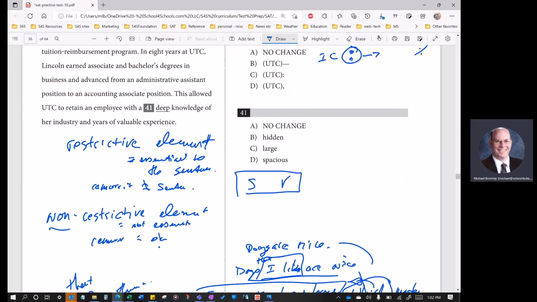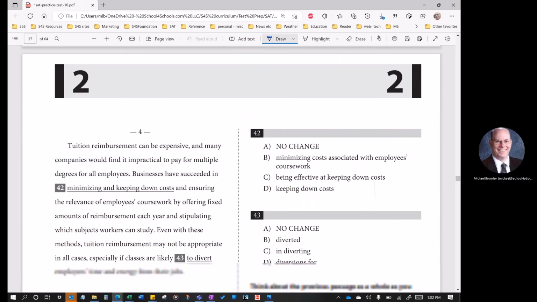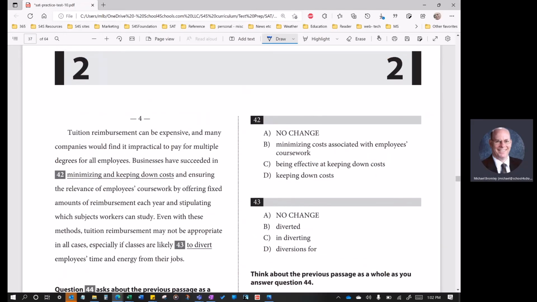Last one we're going to look at here is 42. All right, this one here, 42. Now, I see this is the shortest one, right? Remember my 80-20 rule? Is this a comparison? Businesses have succeeded in minimizing and keeping. No, I look at this, I go, wait a minute, this is about redundancies, right? Minimizing and keeping down. Keeping down is equal to minimizing, so A is wrong, right? Minimizing costs associated with employees' coursework. Well, here's employees' coursework. I can't eliminate that because it's not underlined, so this would be redundant, get rid of that.